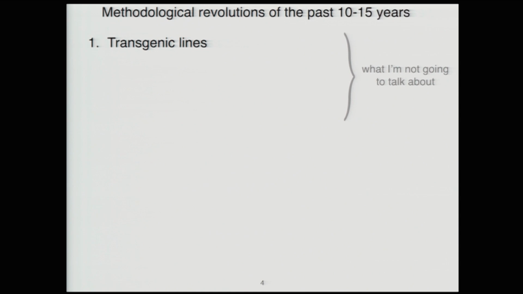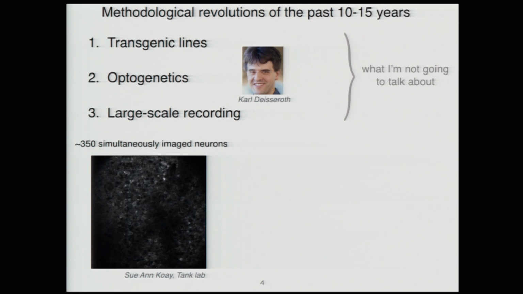Of course, you know some of the answers to this: it's the enormous methodological revolutions in the last few years. I'm going to mention some of them: transgenic lines that allow you to identify specific genetically defined neurons, and optogenetics. Since I'm at Stanford, I thought I'd put a picture of Karl Deisseroth and show that he's smiling too. This allows you to perturb specific neurons with enormous time specificity.